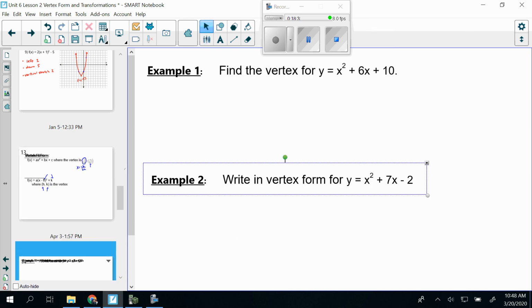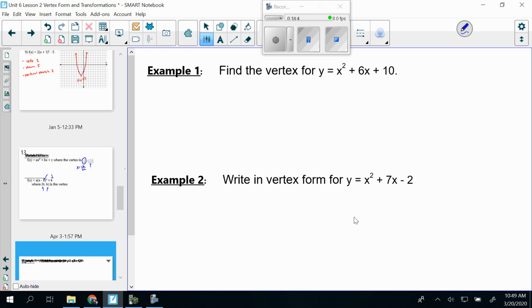Okay, so in this one, find the vertex of this one. This is in standard form, so the easiest way would be to use our little equation here. X equals opposite of b over 2a. Our b value here is 6. Our a value is 1. That's -6 over 2 or -3.